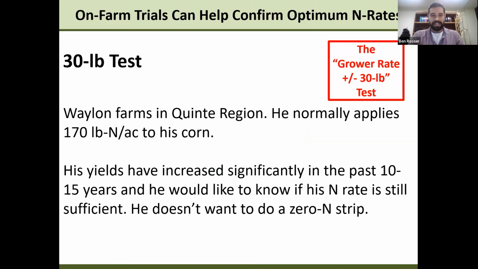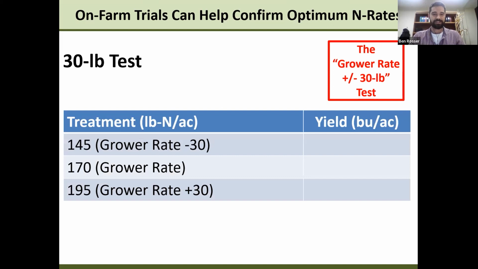Again, this is real on-farm data that was done. So Whalen Farms, Quinte region, he normally applies 170 pounds to his corn. He's had significant yield increases in the past 10 to 15 years, and he'd like to know if his N rate is still sufficient, but he doesn't want to do a 0 nitrogen strip like in the example before. So in this case, he did the 30-pound test. His normal grower rate is 170 pounds of N. His yield under that was 245 bushels an acre. He did the test where he did 30 pounds less to see if he would lose yield if he pulls N rates back. In this case, he did. He got 230 bushels, so he lost 15 bushels by pulling 30 pounds back. So certainly in that field in 2022, he did not want to pull N rates back from his current rate.